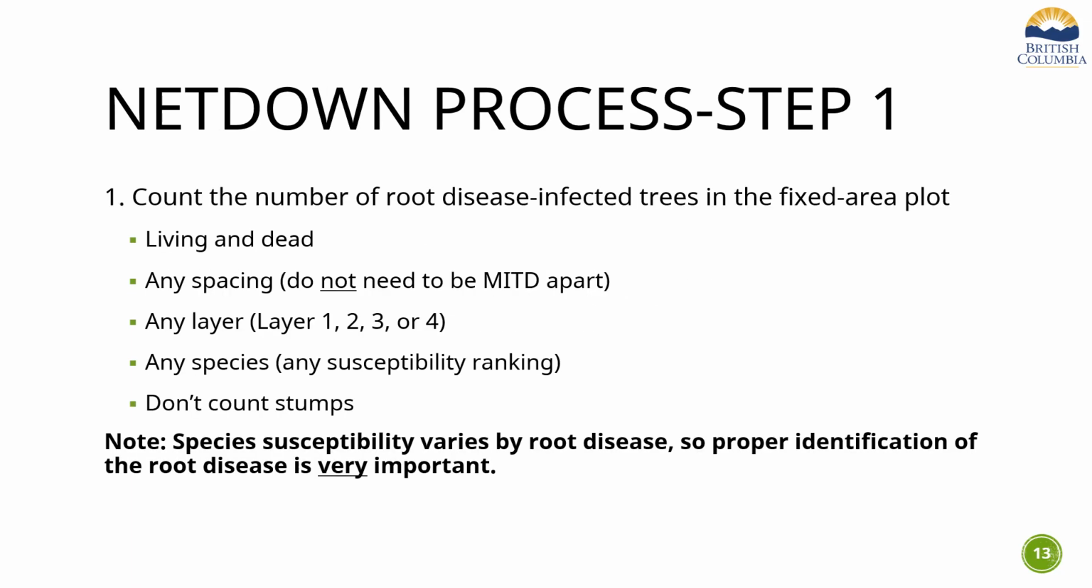All right, I'll now walk you through the new Netdown process. For the first step, you need to tally the total number of root disease infected trees in the fixed area plot. This includes both living and dead trees at any spacing, in any layer, and of any species. The species susceptibility rankings don't matter. If the tree is infected by root disease, it gets counted. However, we're only counting trees. You don't need to tally infected stumps.